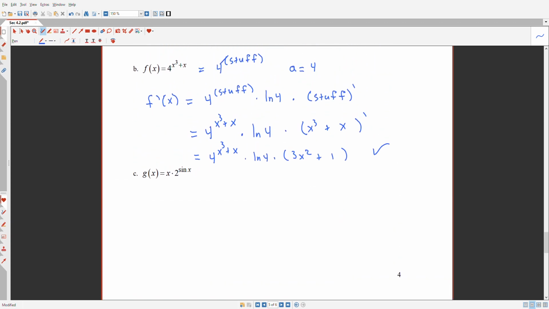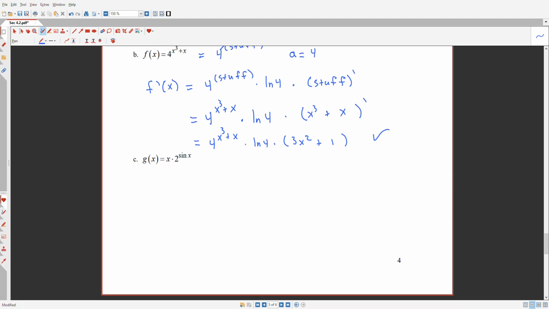Okay, let's try example C. I'm going to say g prime of x is the derivative of x times 2 to the sine of x plus x times the derivative of 2 to the sine of x. So this was just using the product rule.